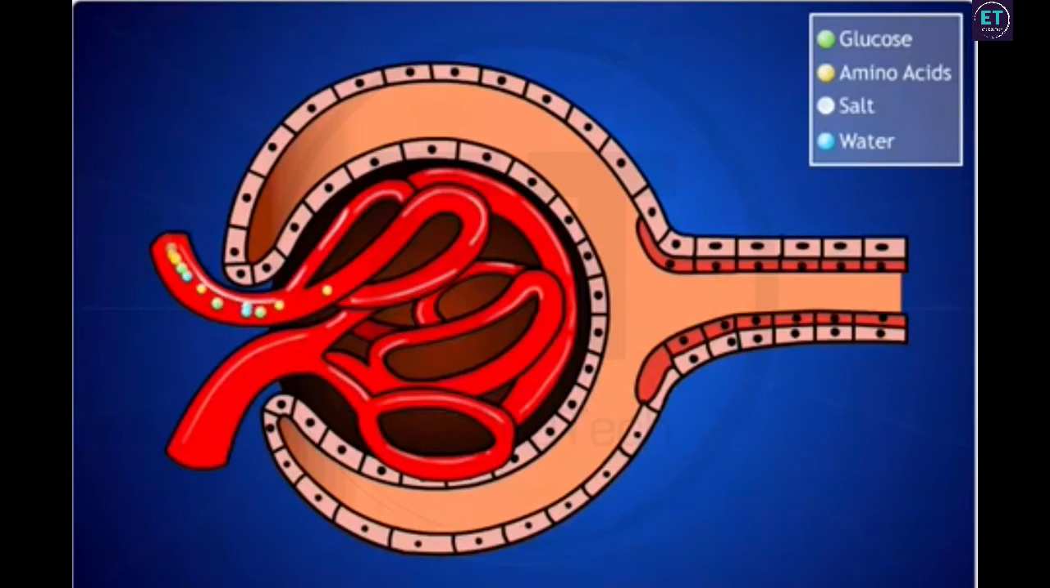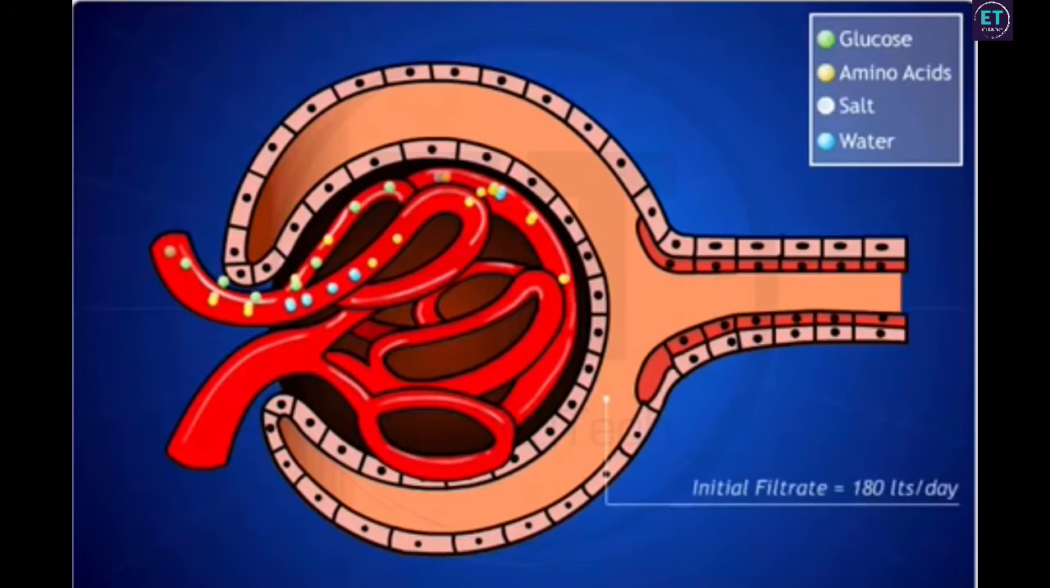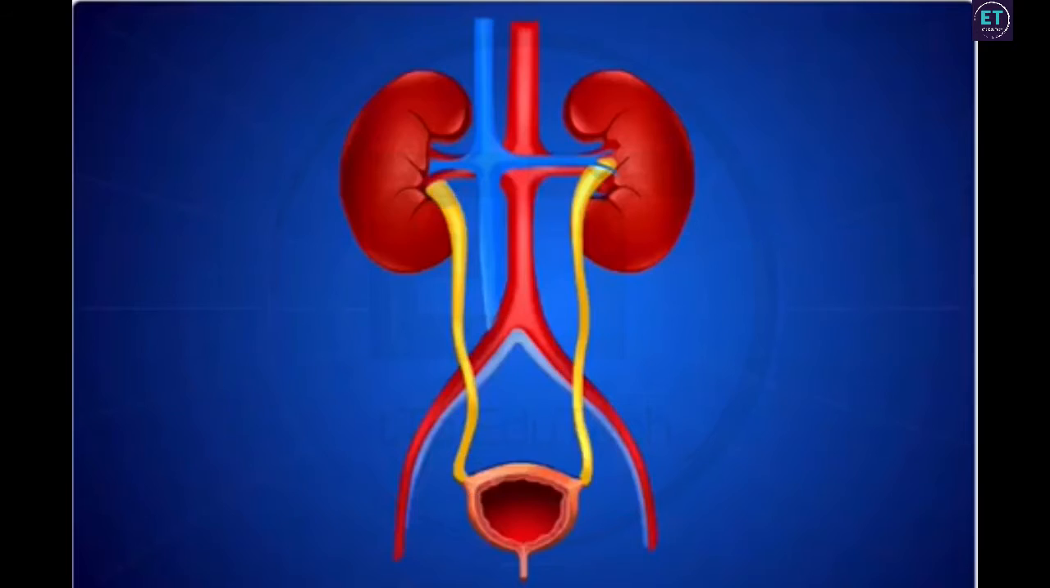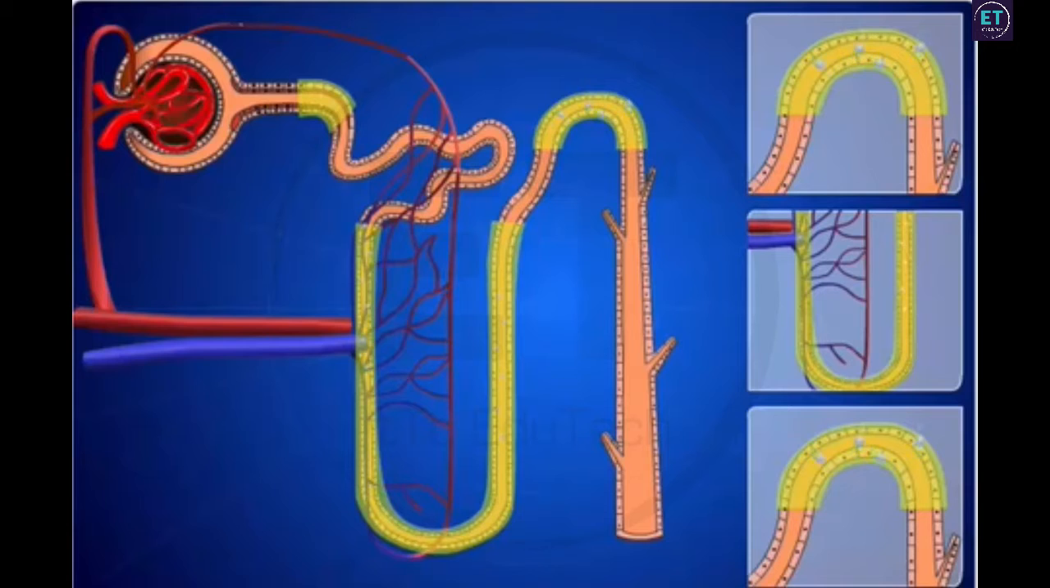In a normal healthy adult, the initial filtrate in the kidneys is about 180 liters per day. However, the volume actually excreted is only a liter or two a day because the remaining filtrate is reabsorbed into the kidney tubules.